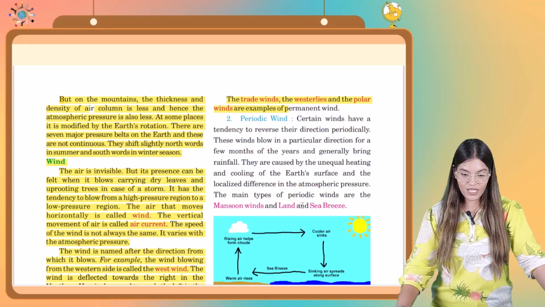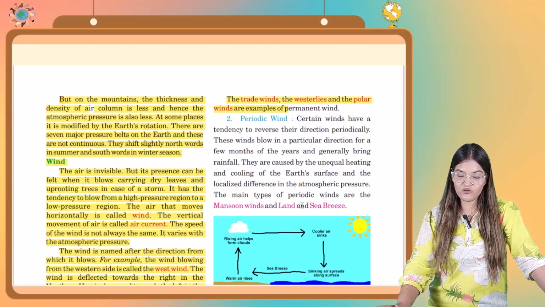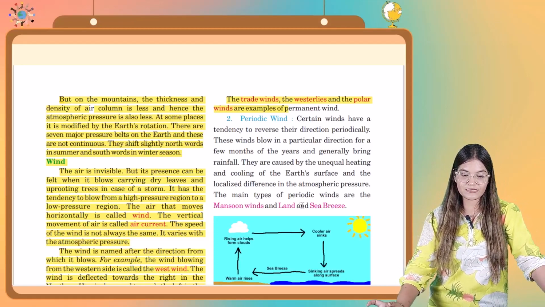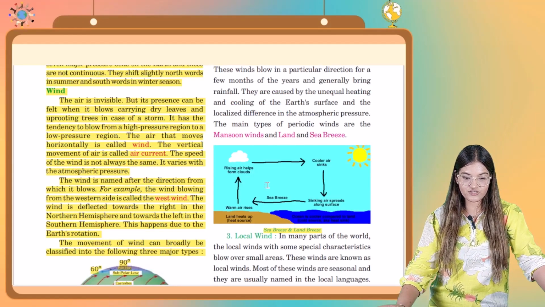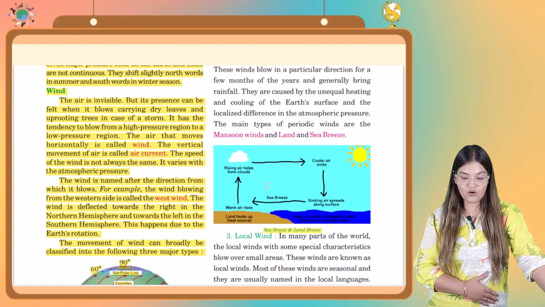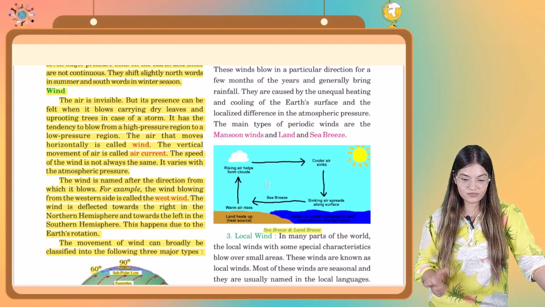Wind. The air is invisible. जो air होती है वो invisible होती है, but its presence can be felt when it blows, carrying dry leaves and uprooting trees in case of a storm. It has a tendency to blow from a high pressure region to a low pressure region. The air that moves horizontally is called wind. The vertical movement of air is called the air current.